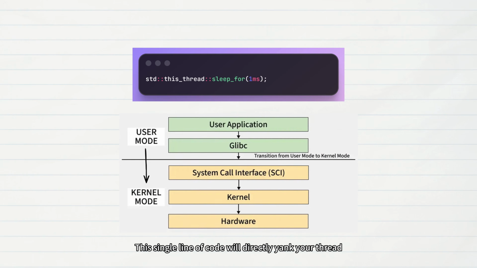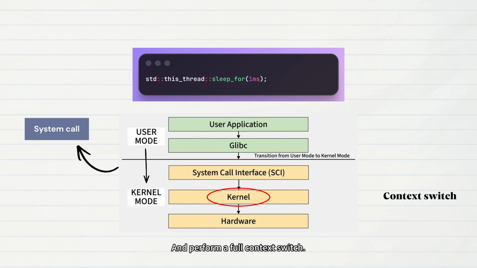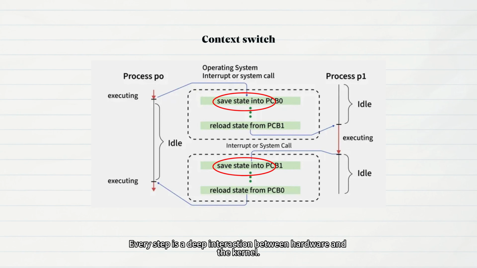This single line of code will directly yank your thread from user mode into kernel mode, trigger a system call, force the kernel scheduler to reselect a thread to execute, and perform a full context switch. A context switch requires saving all register states of the current thread, switching the kernel stack, and possibly even flushing the TLB. Every step is a deep interaction between hardware and the kernel, far from a simple pause and wait.